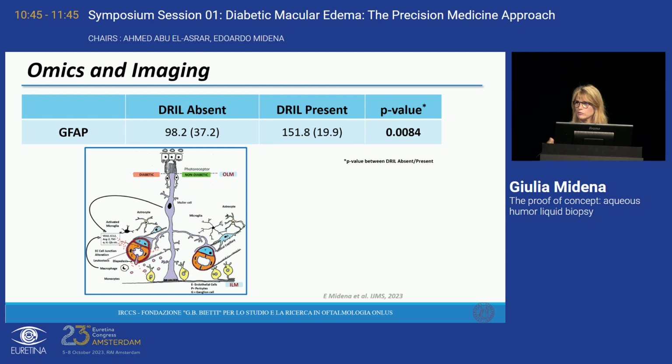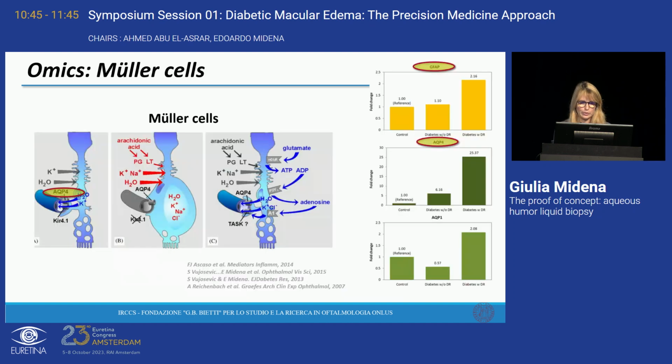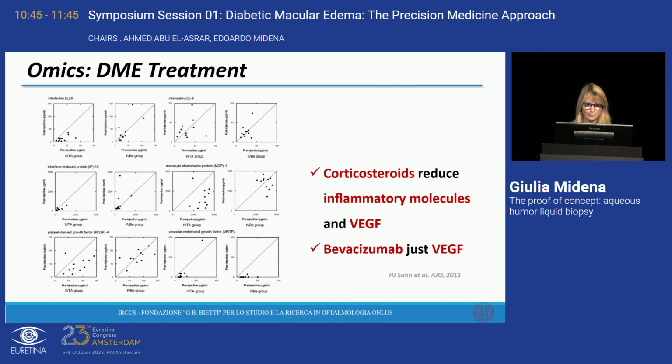In fact, as we have already said, during the pathogenesis of DME, the Muller cells start to produce GFAP due to their dysregulation. Instead, the astrocytes start to show apoptosis, therefore they don't produce GFAP. And also, the Muller cell activation was already proved by our group analyzing patients with and without diabetes, and in particular diabetic retinopathy, showing an increase of both GFAP and aquaporin 4.